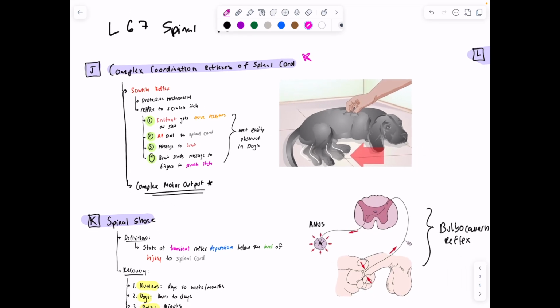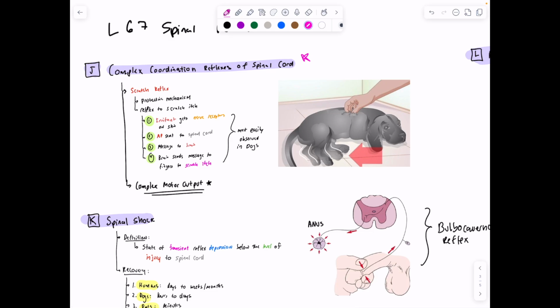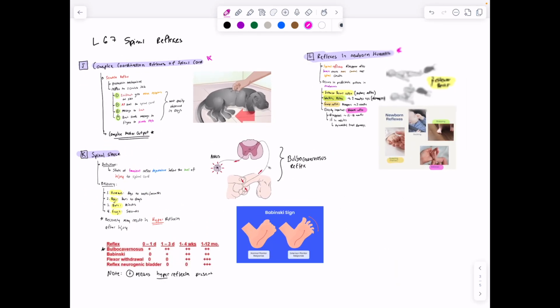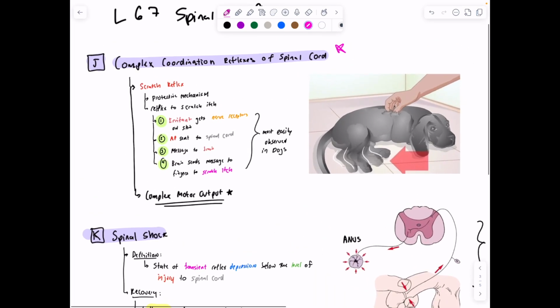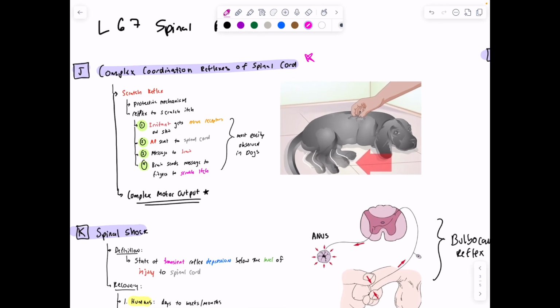So basically, we've talked about the Golgi tendon, so stretching the tendon, muscle stretch, and then we talked about crossed or flexor reflex and crossed extensor reflex. And so those are all fairly straightforward, like disynaptic or polysynaptic or monosynaptic in the case of the stretch receptor. But we have some more complex reflexes.